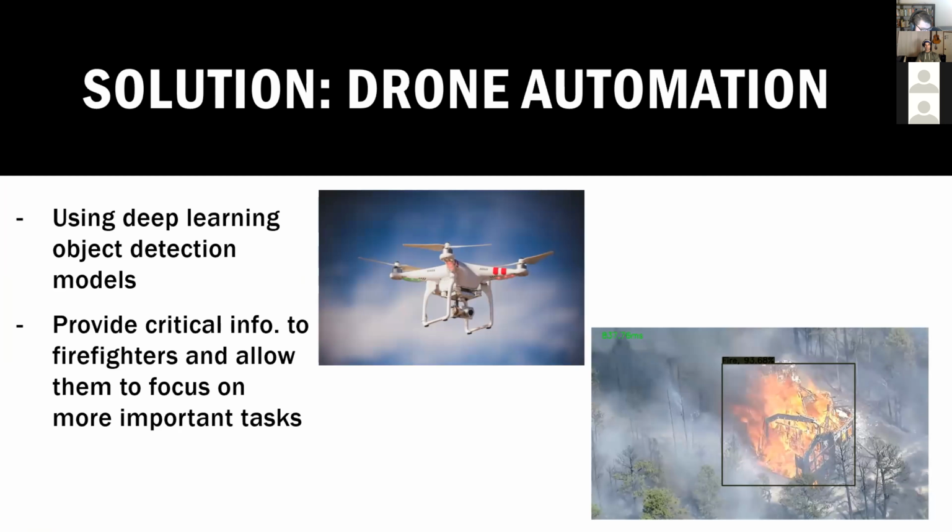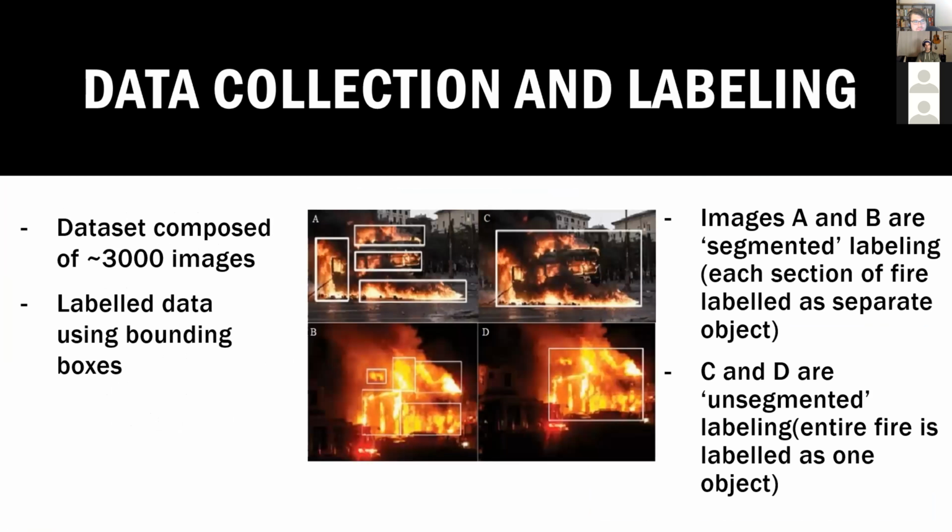In order to perform this fire detection task, I web scraped around 3,000 RGB images of fire in various contexts, such as different sizes, angles, illumination, etc. And I tested 2 different labeling techniques for labeling the data. The first method on the left side shows segmented labeling, where each different flame or section of the fire is labeled as a separate object.